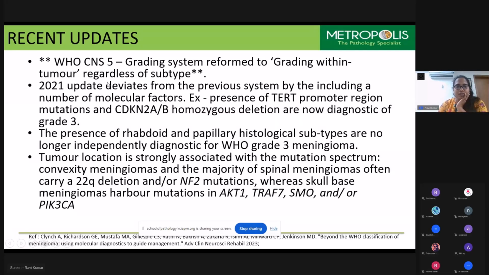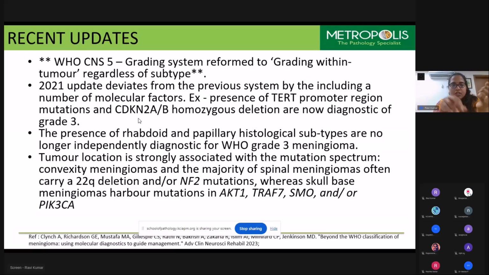In the recent WHO CNS edition 5, there is a change. The grading system is reformed to grading within the tumor. Earlier, we had particular subtypes which were under specific WHO grades. If you see that kind of morphological subtype, you would grade it as grade 1, grade 2, or grade 3. For example, the papillary and rhabdoid were by default graded as grade 3, but now they have removed that, and the grading is purely based on the findings you get in that particular tumor.